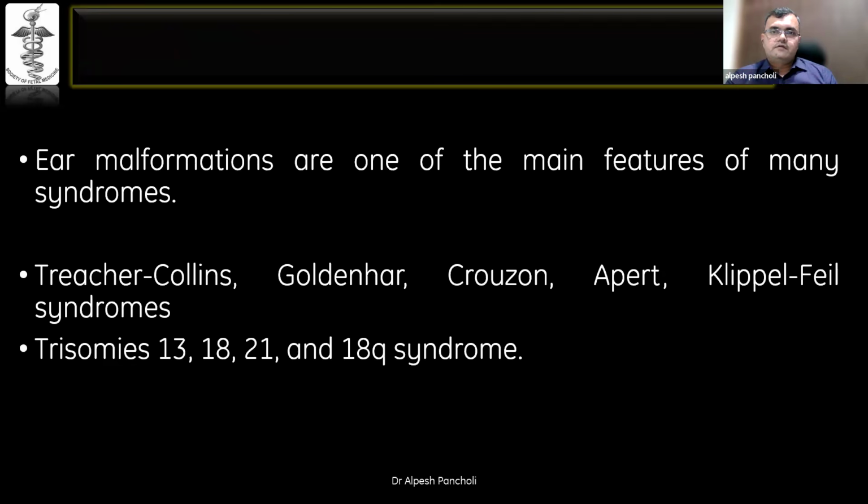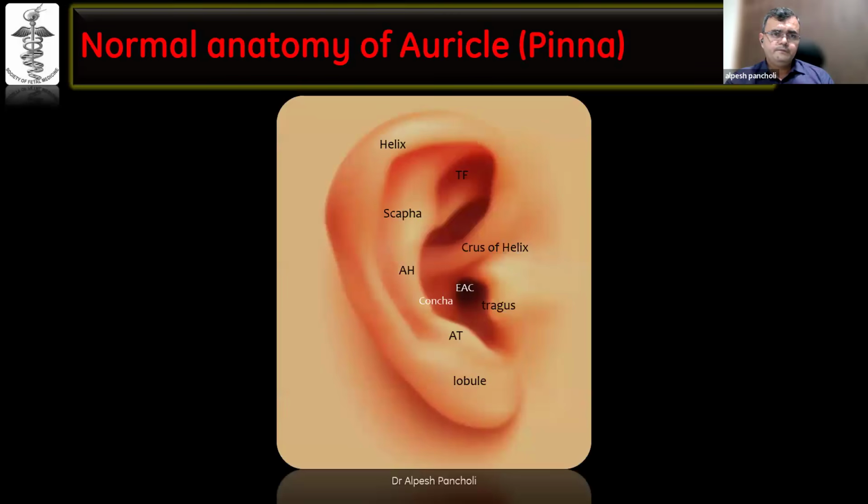Ear malformations are one of the main features of many syndromes, commonly Treacher-Collins syndrome, Goldenhar syndrome, Crouzon, Apert, and Klippel-Feil syndrome, or even in aneuploidies, common trisomies like trisomy 13, 18, 21, and 18q syndromes.